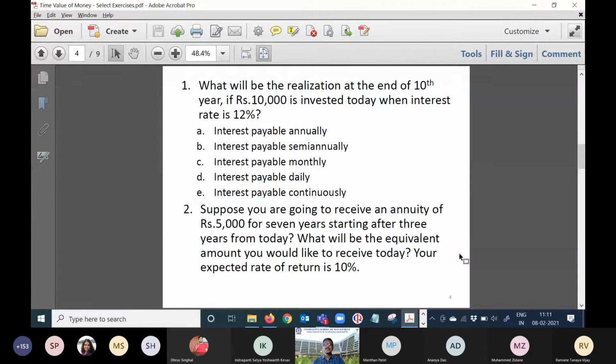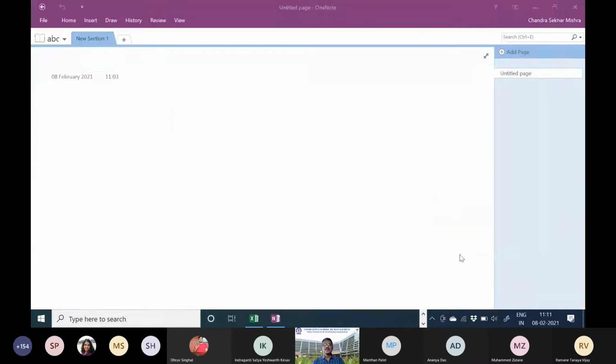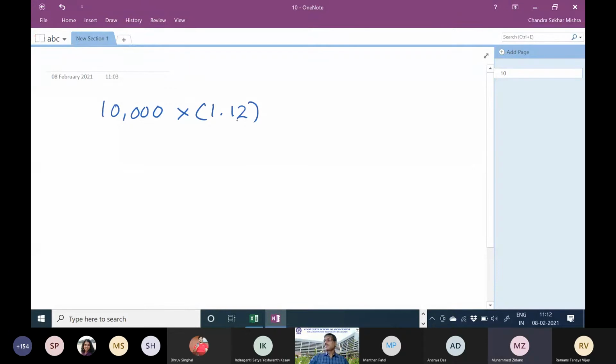So 10,000, 12%, and how many years? 10 years. Please keep that in mind. Then we'll go by one. So you have 10,000 rupees at 12% interest, and the number of years is 10, so it is to the power 10. You will get some amount, and that is your first answer.